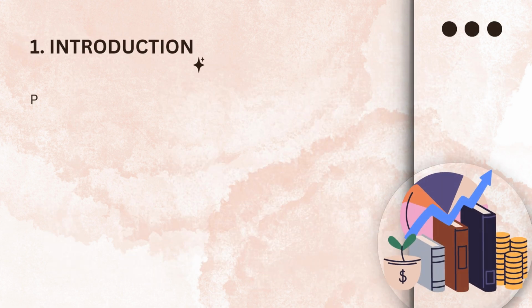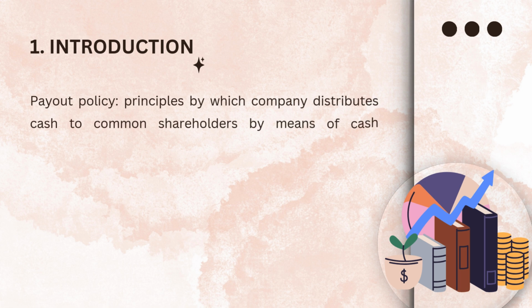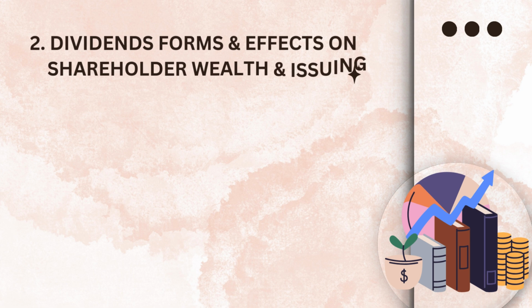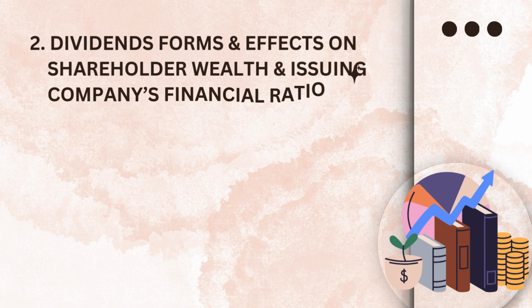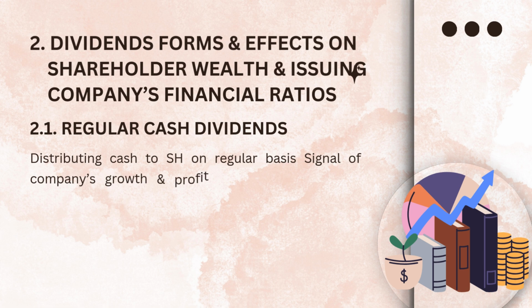1. Introduction. Payout policy: the principles by which a company distributes cash to common shareholders by means of cash dividends and share repurchase. 2. Dividends: forms and effects on shareholder wealth and issuing companies' financial ratios. 2.1 Regular cash dividends. Distributing cash to shareholders on a regular basis is a signal of the company's growth and profit-sharing practice.